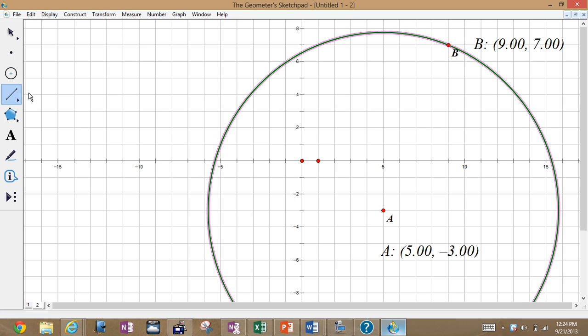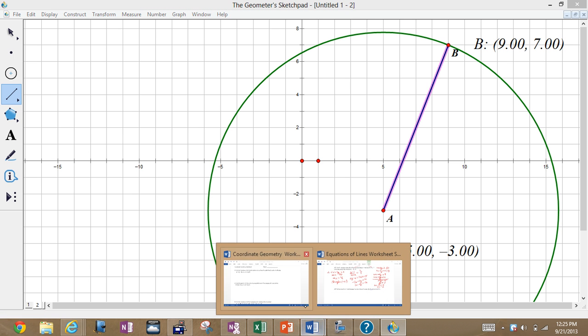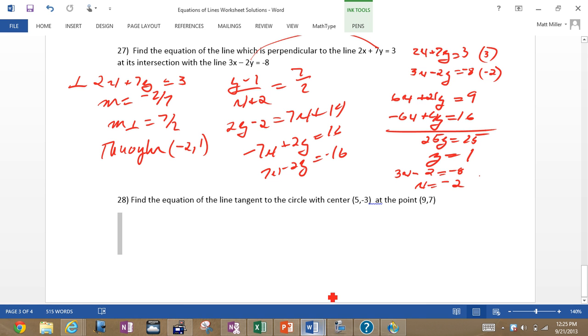Okay. And so the segment then is the radius, and of course you have 2 points, so you can find the slope, and you can find the equation of the line. Now, let me just reread this problem, because it says find the equation of the line tangent. So the line we want is not that radius line, but the tangent line.